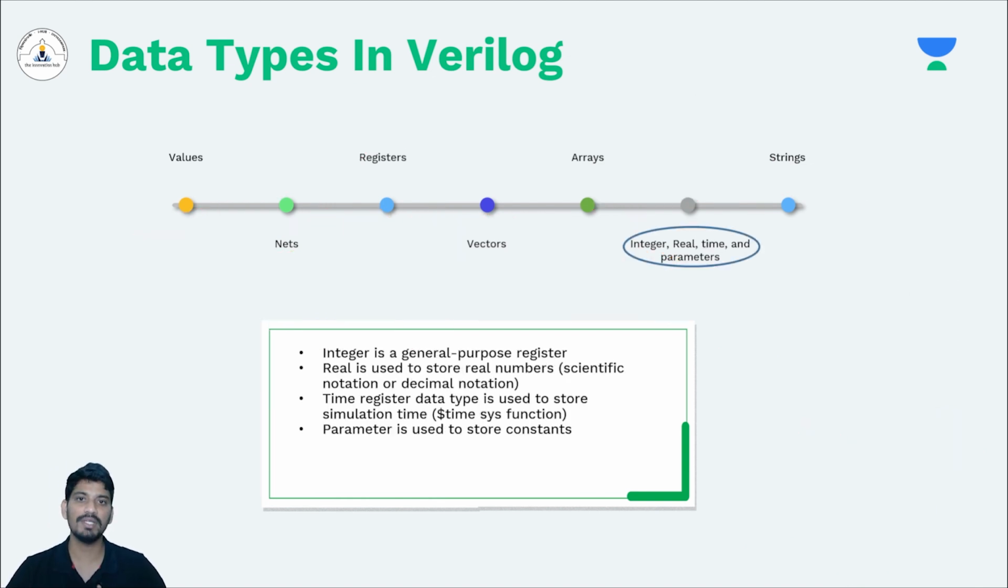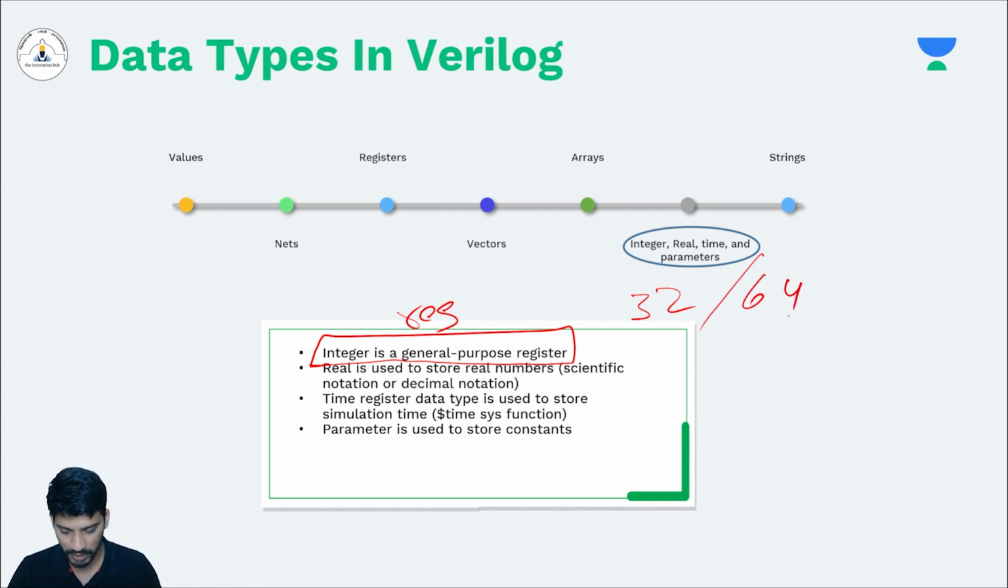Next, we'll see different data types like integer, real, time, and parameter, and what their uses are. The integer is a general purpose register. You can use reg also, but the advantage of integer is that it will have the width of the machine you are running. If your machine is 32-bit, it will take a width of 32 bits, and if your machine is 64-bit, then it will take a width of 64 bits. So that is the size of the integer.